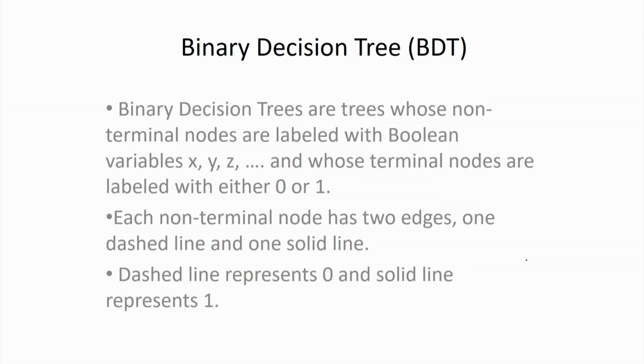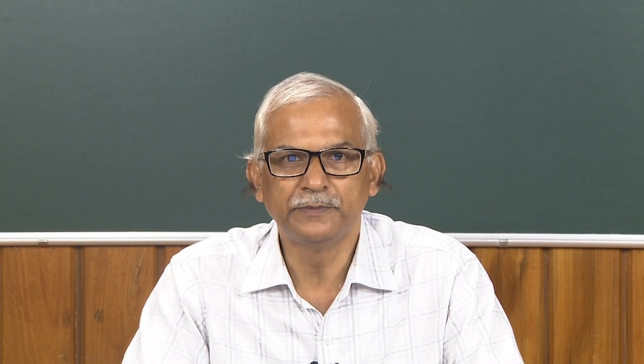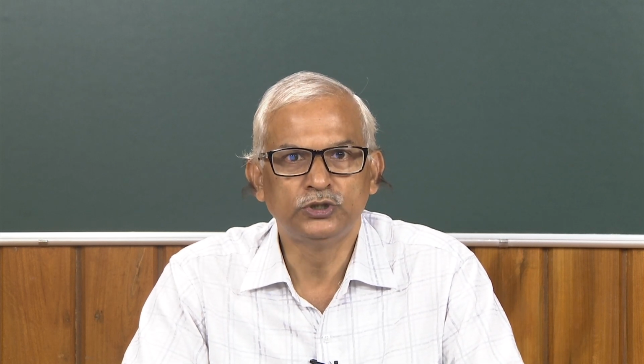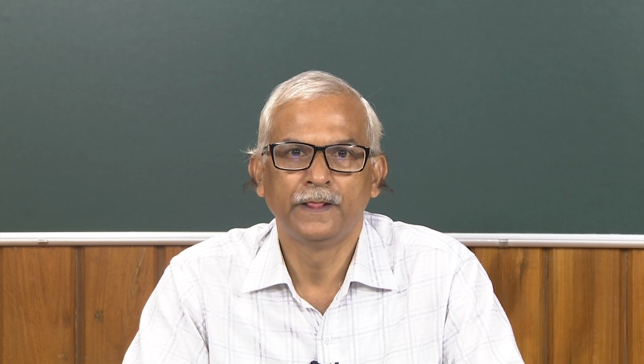Now, first before going to BDD, we are going to talk about BDT, binary decision tree, and from that we will say how we are going to get the BDD. So, what is a BDT? Binary decision trees are trees whose non-terminal nodes are labeled with Boolean variables x, y, z, and whose terminal nodes are labeled with either 0 or 1.